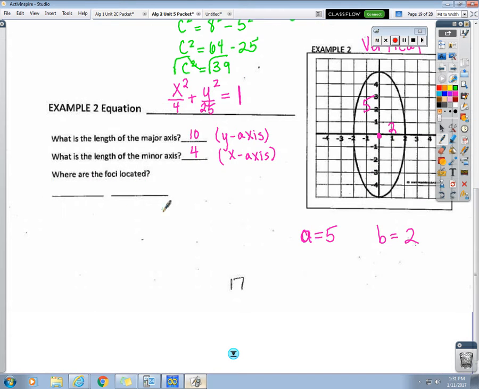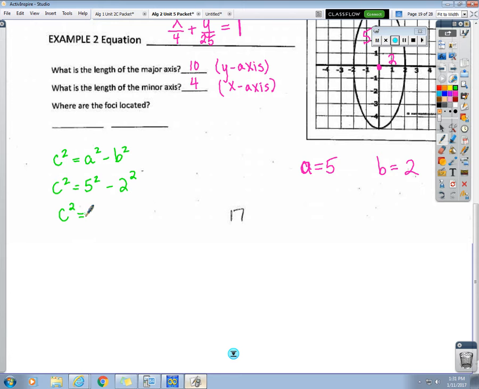Okay, the formula for foci is c squared equals a squared minus b squared. Well, we know a is 5, so 5 squared, and we know b is 2, so 2 squared. That becomes 25 minus 4, which becomes 21. Now to get c by itself, we need to get rid of that squared, and how do you get rid of that squared? Square root it. And so c equals the square root of 21, which is what?